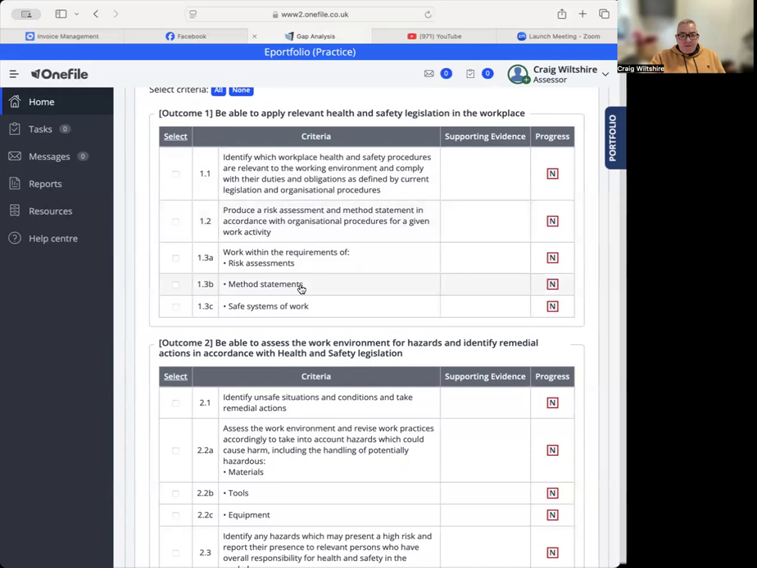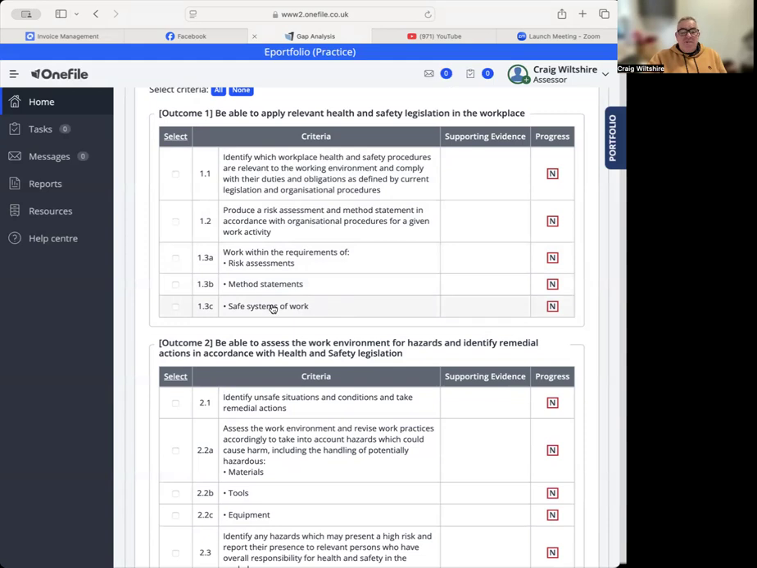Produce a method statement as well. So you need to know the difference between a risk assessment and a method statement. A risk assessment is to identify the risks and mitigate them. A method statement is more task specific. It's more about the actual job you're doing and a safe method of how you're going to do that job. Knowing the difference between the two is key, and producing a method statement as well. And that all ties into safe systems of work.